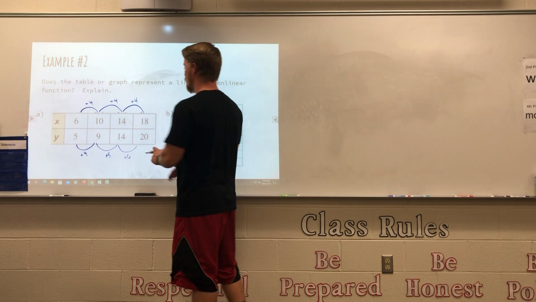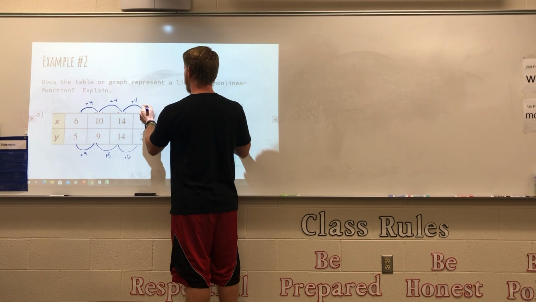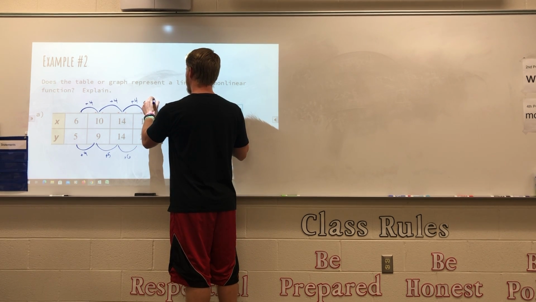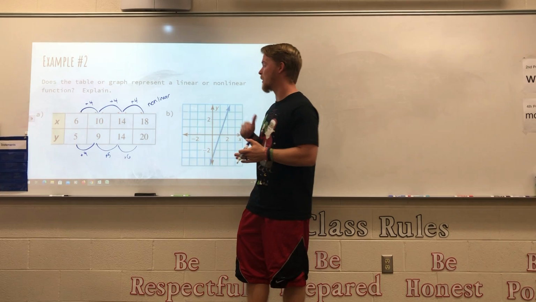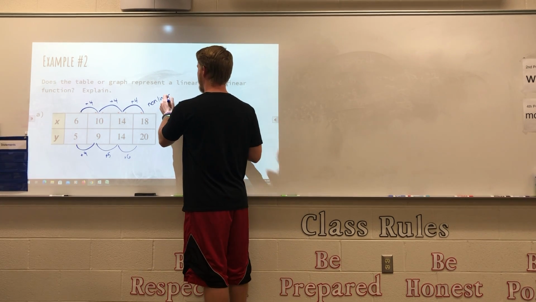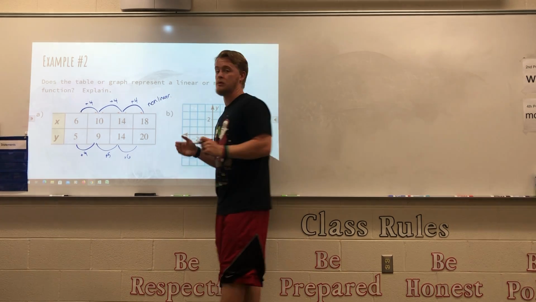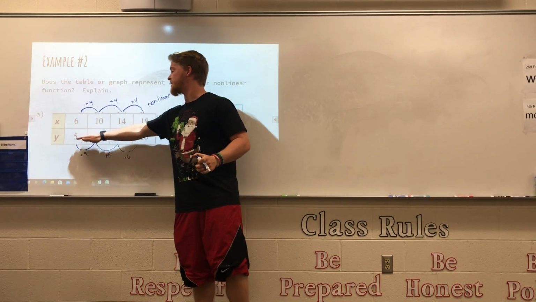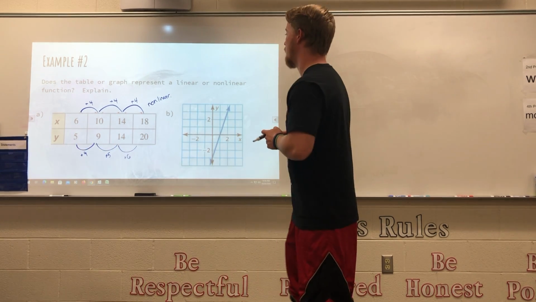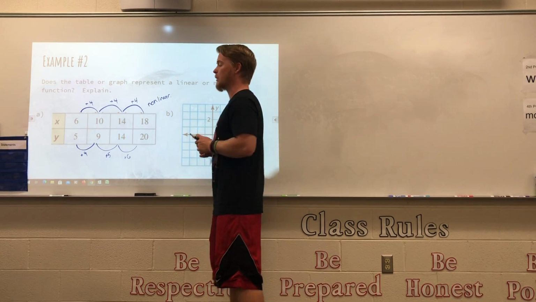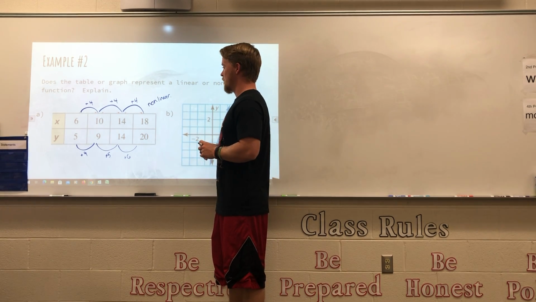So, since these y's do not have a constant pattern, this would be considered a non-linear function. So if it has a constant pattern on both of them, it's linear. If one of them does not, it is non-linear. And to explain, you can just say the table does not have a constant pattern for the y values. So make sure you're understanding how to explain these as well.